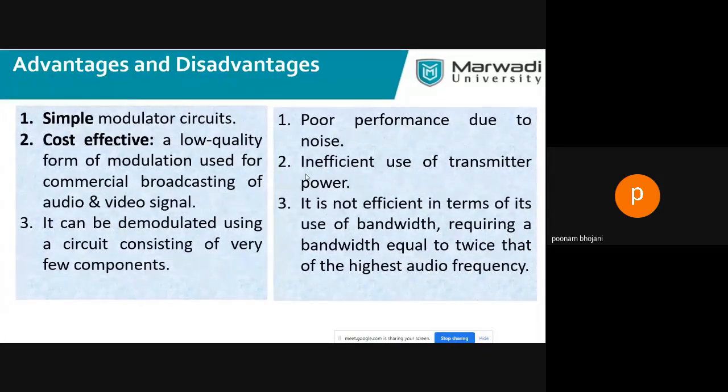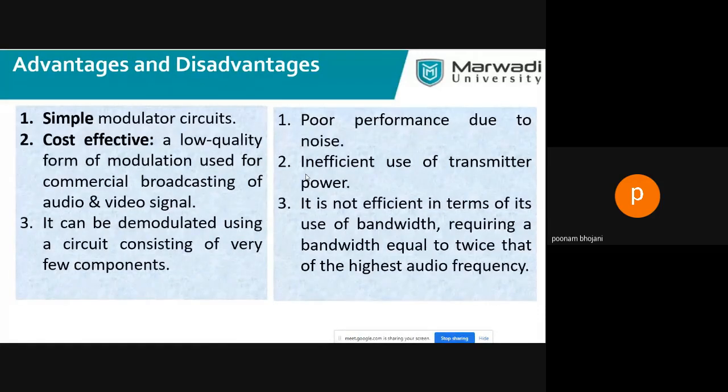So noise will be more, and then obviously the performance can be poor because of it. But don't worry, it will not be there, because right now whenever a communication system is designed, they keep the circuit so perfect that noise cannot affect the components. Next: inefficient use of transmitter power.